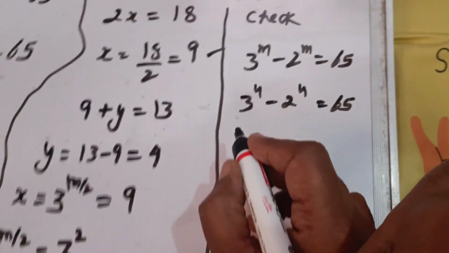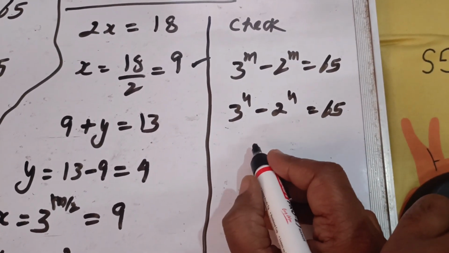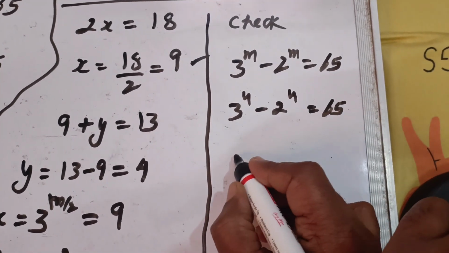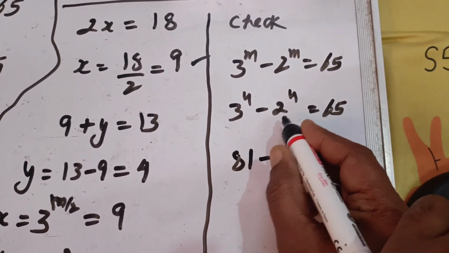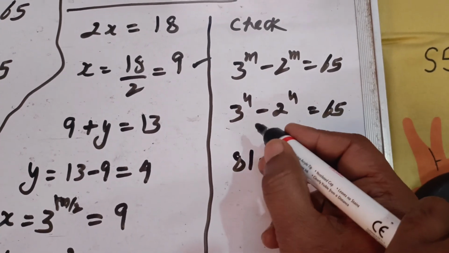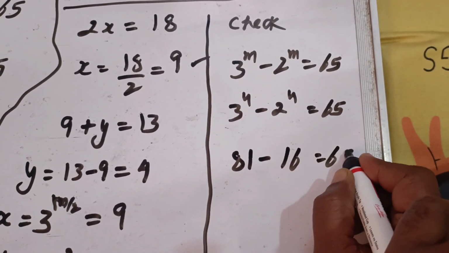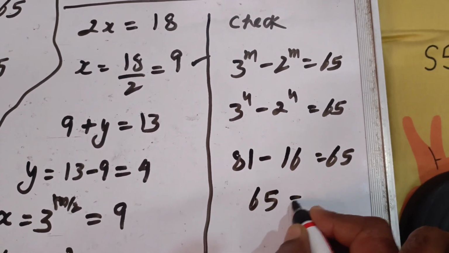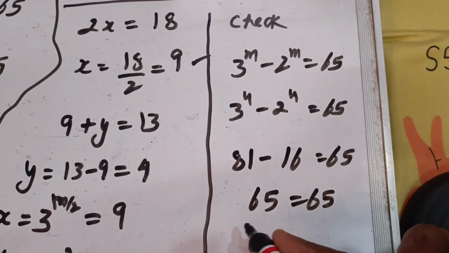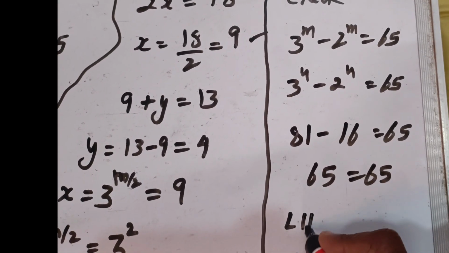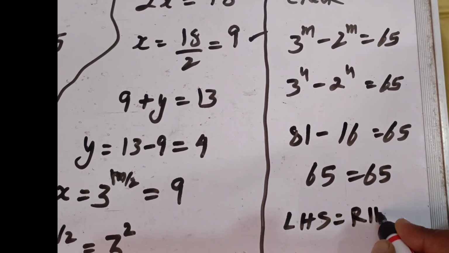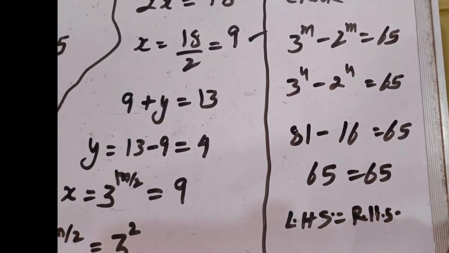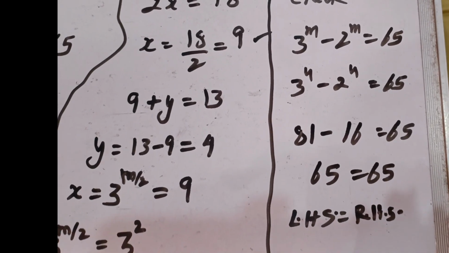Now what is 3 raised to the power 4? 3 3s are 9, 3 9s are 27, 3 27s are 81. So we have 81 minus 2 raised to the power 4, which is 2 2s are 4, 2 4s are 8, 2 8s are 16. If I subtract 16 from 81, I get 65. So 65 is equal to 65. That means our left hand side is equal to the right hand side, so our answer is correct. Now we have solved this problem.